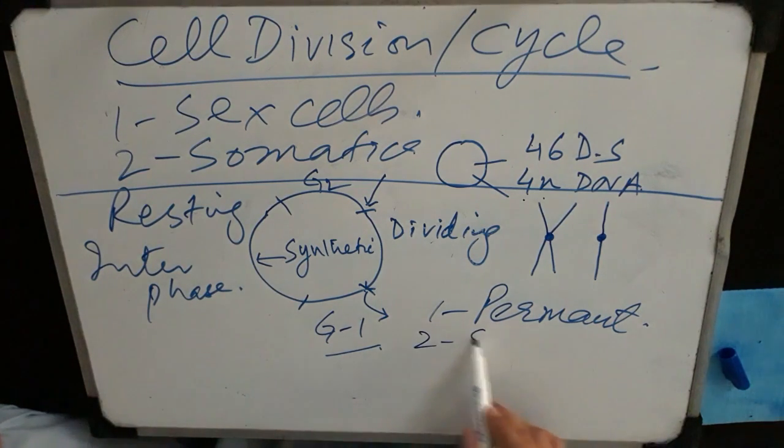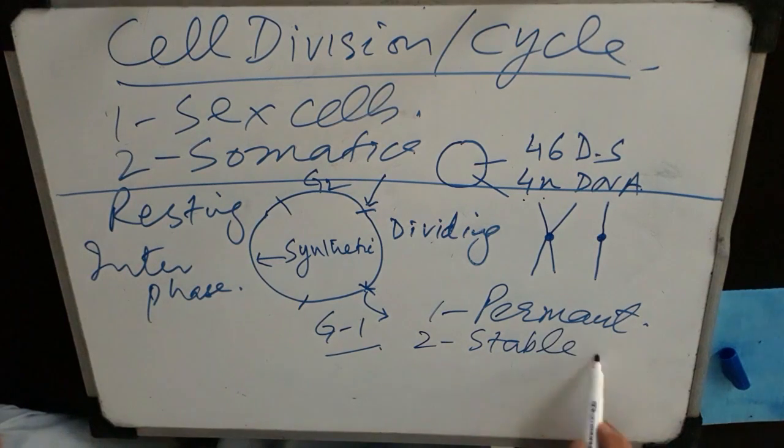The second type is stable cells. In normal conditions they don't divide, but once a stimulus is given to the cells, they start dividing. For example, if there is an injury on the skin, the cells start dividing to bridge the gap. In the same way, if there is injury to the liver, these cells start dividing, and when it is healed, there is no more cell division.